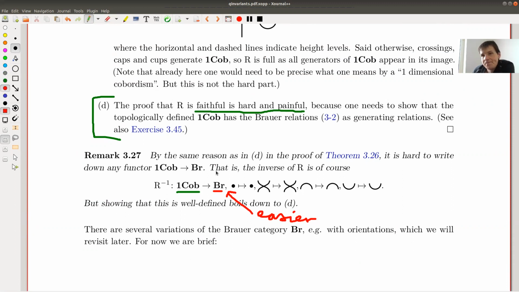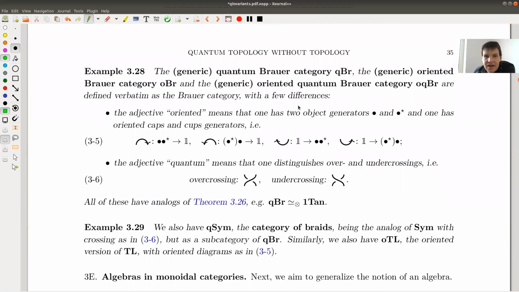Okay, and of course, there are now many variations of Brouwer, which I'm going to discuss in a second, because, as we have seen in the last two lectures, there are many variations of one cop. So Brouwer should have many variations as well. I just go through it very quickly, and you just have to look at it and think about it.